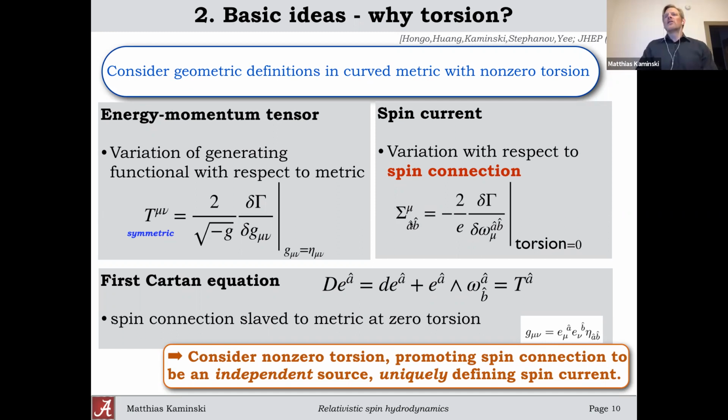And now my advertisement: why would I want non-zero torsion? Well, if you look at the first order formalism where you have this first Cartan equation, you see that the metric is not an independent source from the spin connection unless you have torsion. The spin connection is slave to the metric at zero torsion. How is that? Well, here's my torsion. That's my torsion tensor.